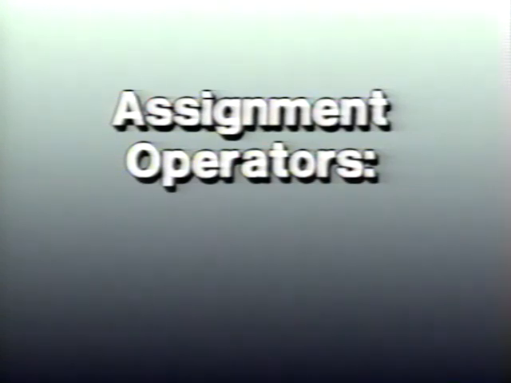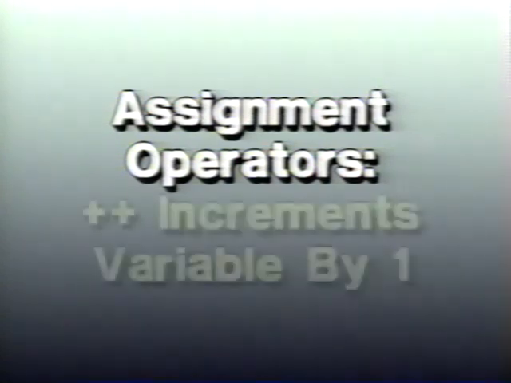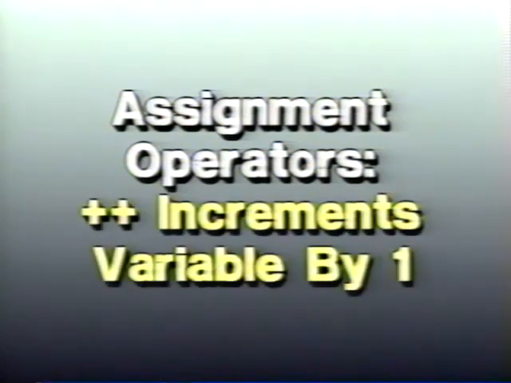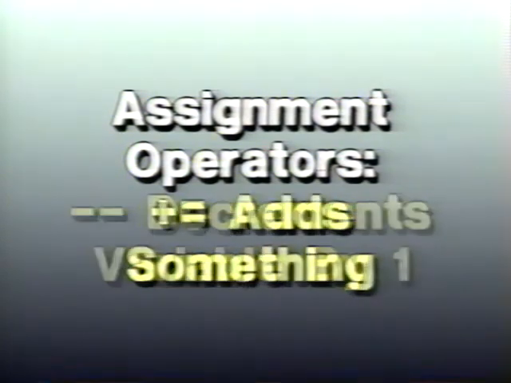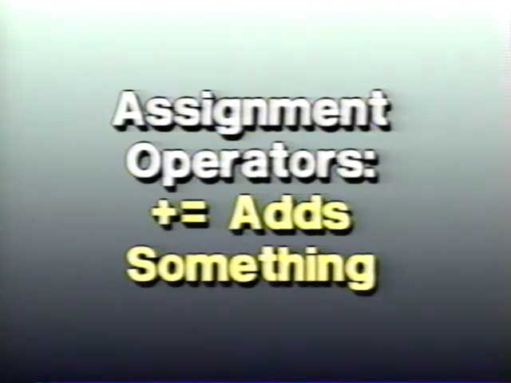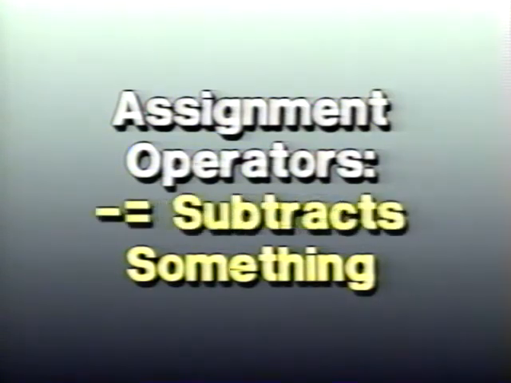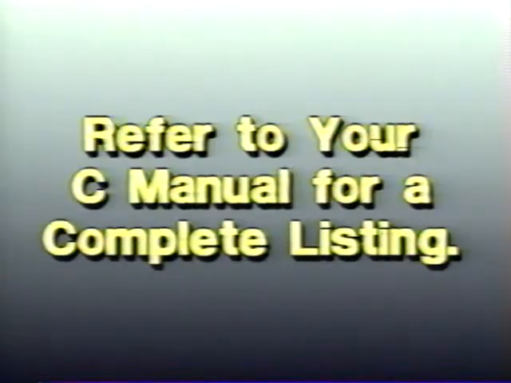There are several assignment operators in the C language. ++, which we used earlier, is used to increment the value of a variable by 1. There's also --, which is used to decrement the value of a variable by 1 or subtract 1 from a variable. There's +=, which is used to add something to a variable, -=, and so forth. There are several others. You can look in your C manual to see all of them. The most common are the ++ and the +=.